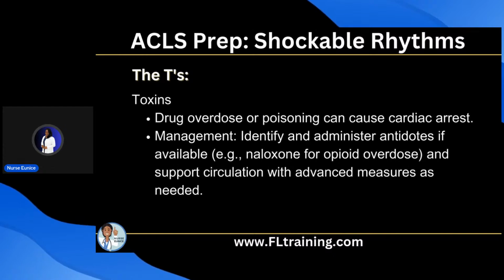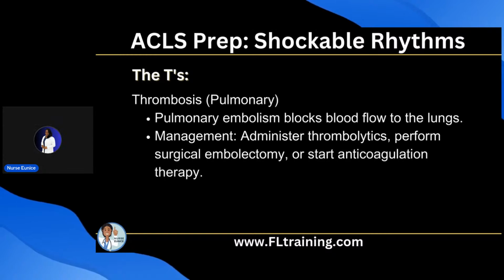Our next T is toxins. Let's say someone used an illegal drug. So drug overdose or poisoning can cause cardiac arrest. The management, we're going to identify and administer antidotes as available. So one common antidote for opioids is naloxone or Narcan. Again, that's used for opioid overdoses. So if we suspect that a patient came in and they OD'd on something, part of the drugs that we're going to be giving them during the code would consist of Narcan. And we're also going to support circulation with those advanced measures as needed.